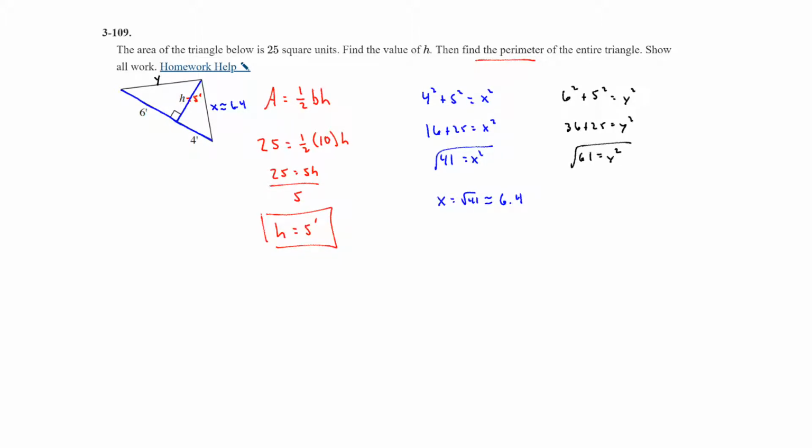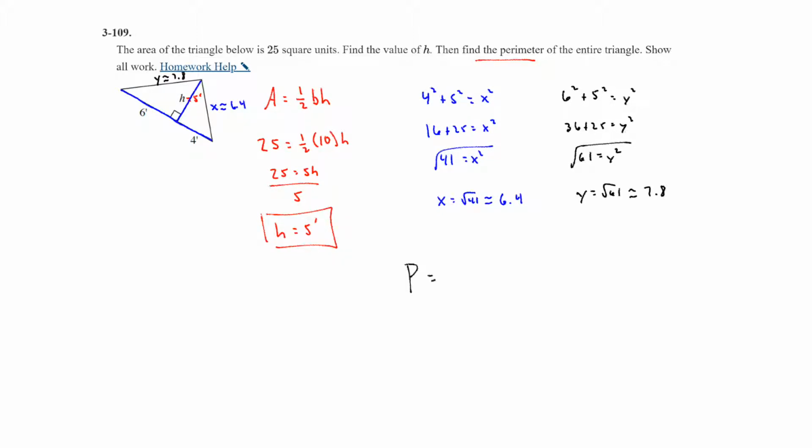And we take the square root of both sides, and we get y equals the square root of 61, or, once again, approximately 7.8. So y is approximately 7.8.